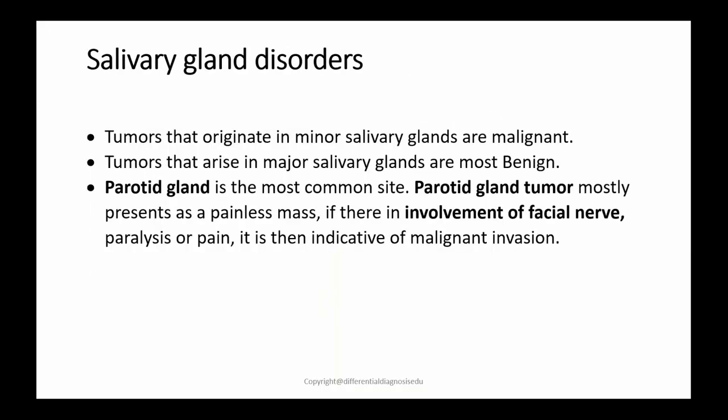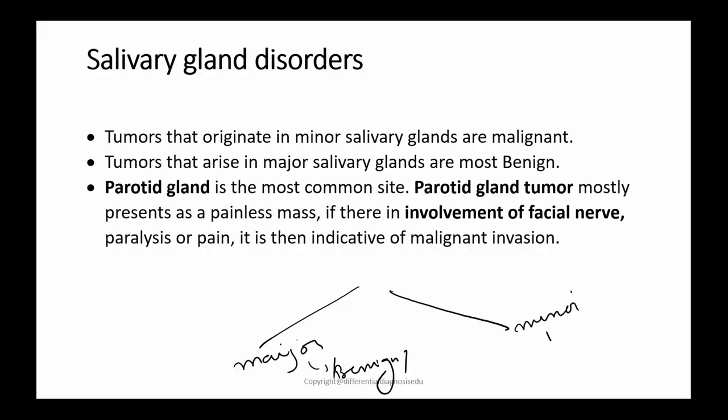Next is salivary gland disorder. The thing to remember is that tumors arising from the major salivary glands, like the big gland, the parotid gland, are mostly benign. You will see them in the hospital or in an outpatient setting more commonly. Tumors arising from minor salivary glands are more malignant. Which gland is most commonly involved? Parotid gland.